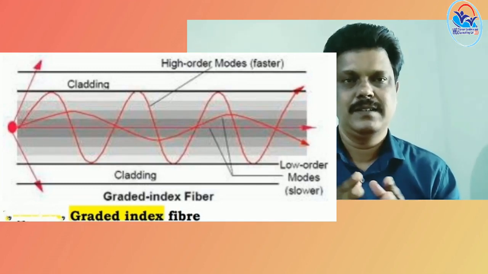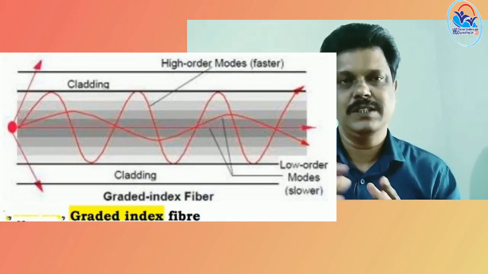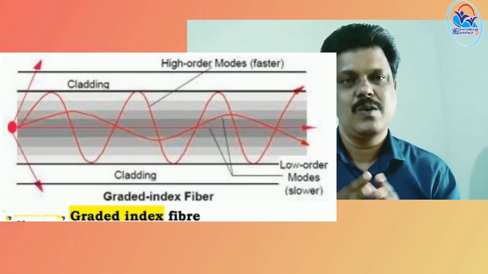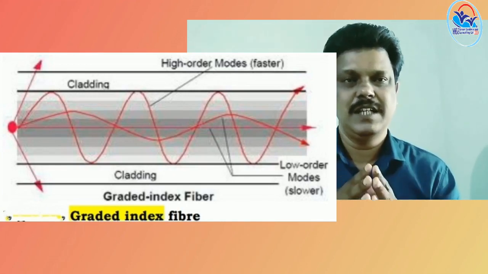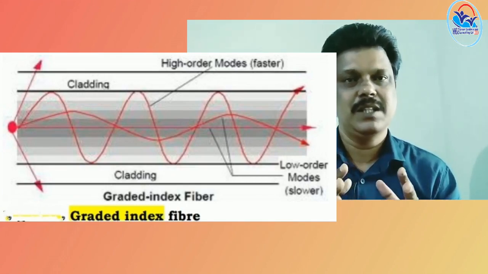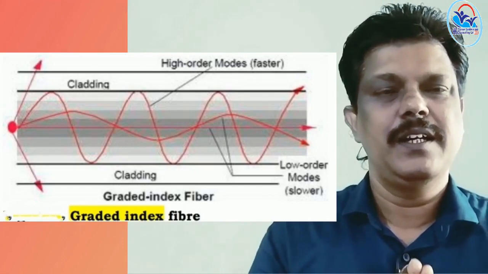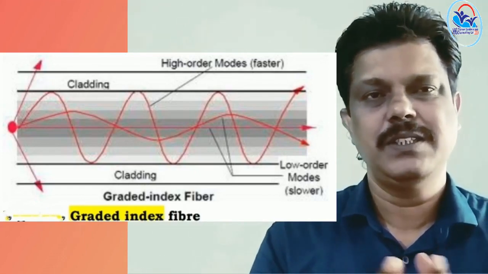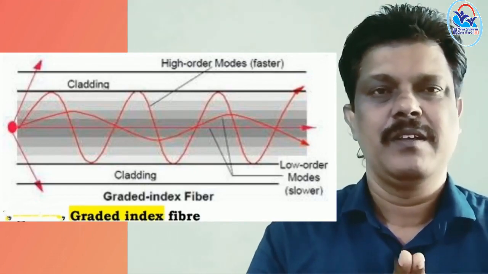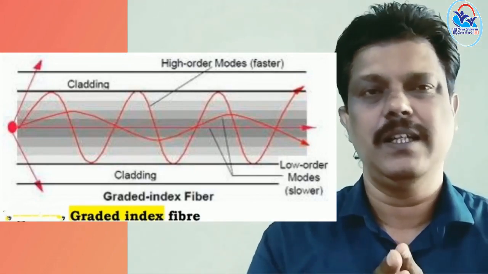In that case, the modes with higher order will travel with higher velocities and hence all the modes will reach at the same time at the receiver end. Now the problem is solved. The distortion will not be there anymore. With the use of graded index fiber and the VCSEL, we can use multimode fiber for a larger length.